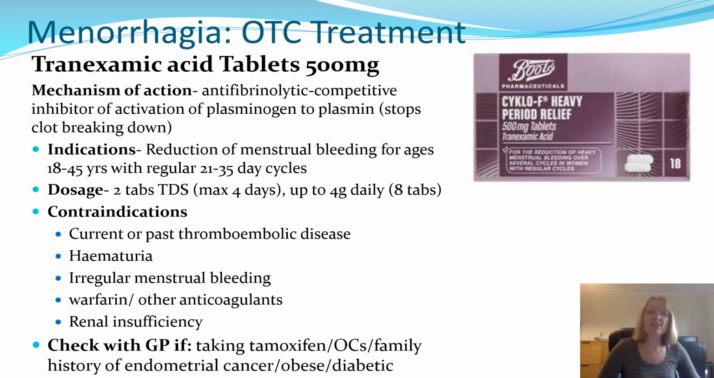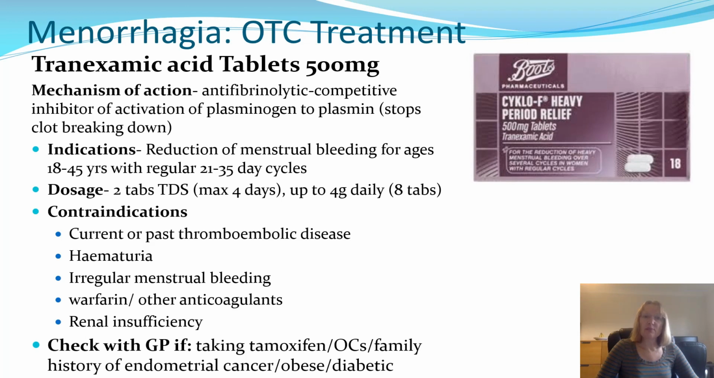So tranexamic acid is the treatment that we can supply over the counter, and I've put the Boots brand there, which is Cyclo-F. The mechanism of action of this, it's an antifibrinolytic, so a competitive inhibitor of activation of plasminogen to plasmin. So basically it's stopping blood clots from breaking down. So if you go back to your clotting cascade lectures, you'll understand that. It's stabilising the clot basically. And clots stop the blood vessels from bleeding within the endometrium and so reduce bleeding.